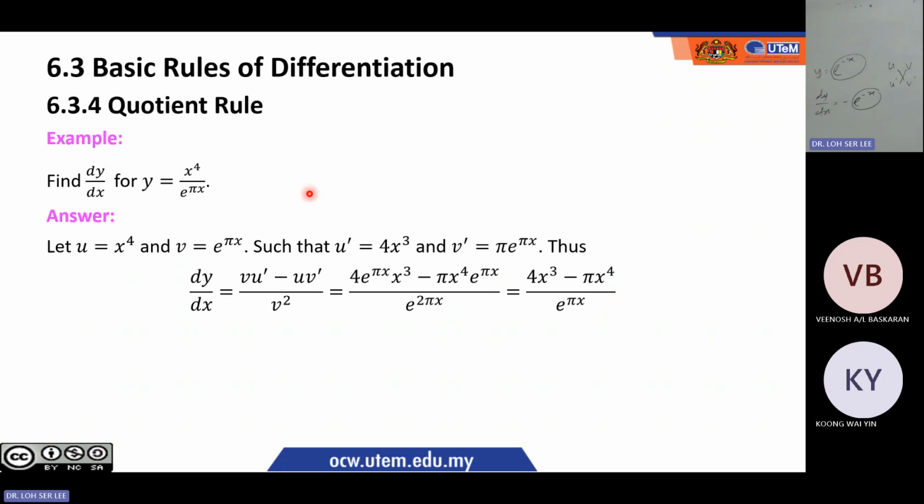Next one, quotient rule: u over v. For the quotient rule, we will start from v. So you copy e^(πx) here, and then you differentiate x to the power of 4, you get 4x cubed here. Minus, now you copy x to the power of 4, and you differentiate this one, you get πe^(πx), over v squared. So (e^(πx)) squared, that means e to the 2πx.